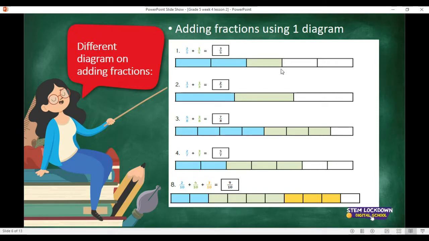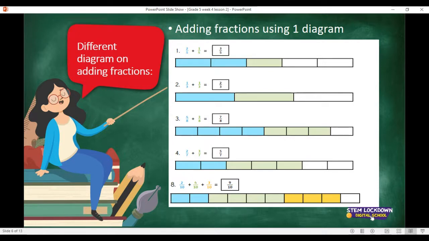You can use a ruler to draw these ones. Just make sure on your ruler you measure your parts equally. Same applies to the circle. So you measure your parts equally. So you see if you decide to use the rectangles, you divide them.